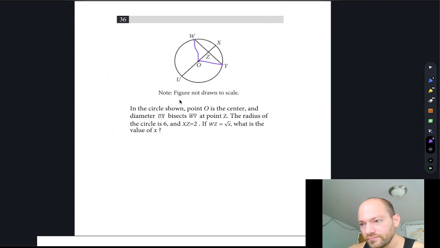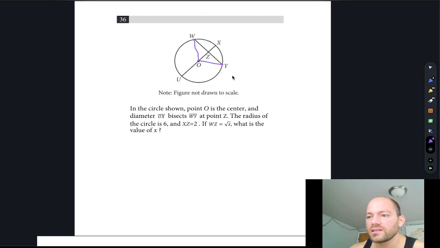Okay, not drawn to scale, whatever. In the circle shown, point O is the center, okay, whatever, and diameter UX bisects WY. UX bisects WY, okay, whatever. At point Z. So, bisecting means you cut it in half. So now we know that WZ and ZY are equal, whatever.